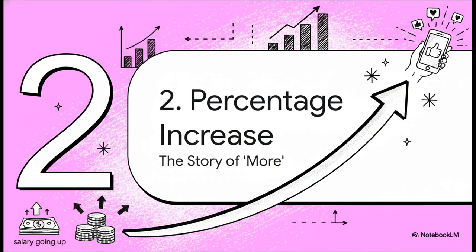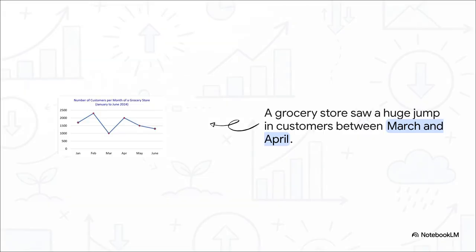Okay, let's start with the good news. When things go up, whether it's your salary or the number of likes on your latest post, we need a way to measure that growth. We call this a percentage increase. Okay, check this out. Here we have a grocery store's customer count. So in March, they had 1,000 customers. Not bad, but by April, that number shot up to 2,000. It's obviously a huge jump, but how can we describe that incredible growth with just one single number?